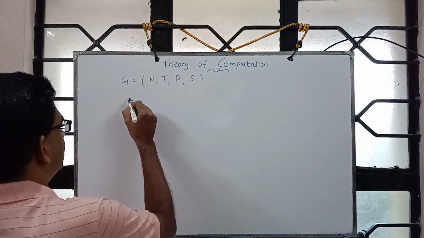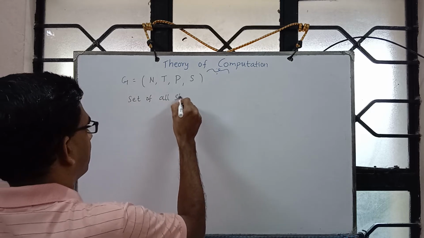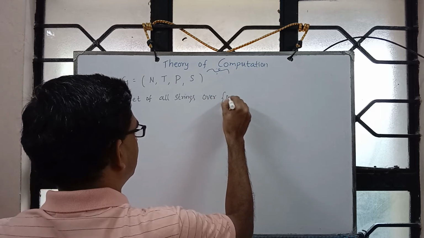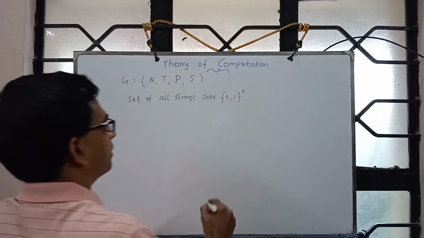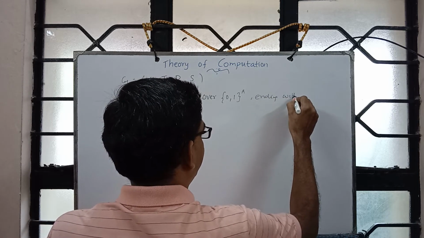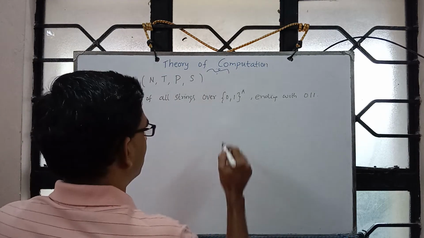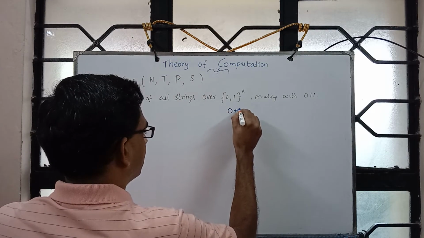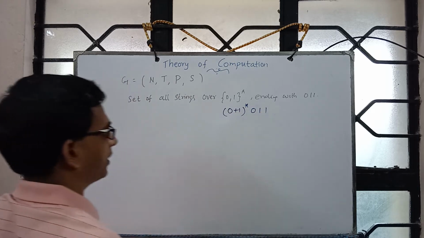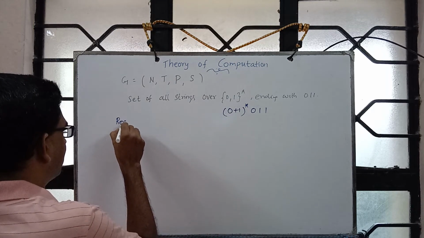Consider this language: the set of all strings over {0, 1} star having this property, ending with 011. We know that the regular expression is (0 + 1) star followed by 011. Now let's attempt a regular grammar for this.